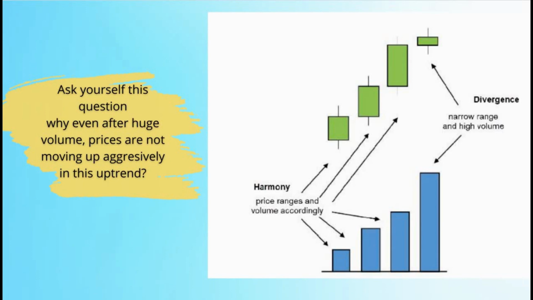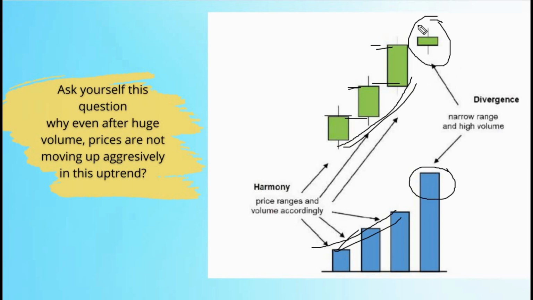See here, after a strong uptrend, what type of candle is this? Indecision candle with huge volume. See here the volume was increasing and the prices were also increasing. Opening here, closing here, opening here, closing here. So volume increasing, price is also moving up steadily towards the upside. But what happened here? Huge volume activity, but the spread is narrow.